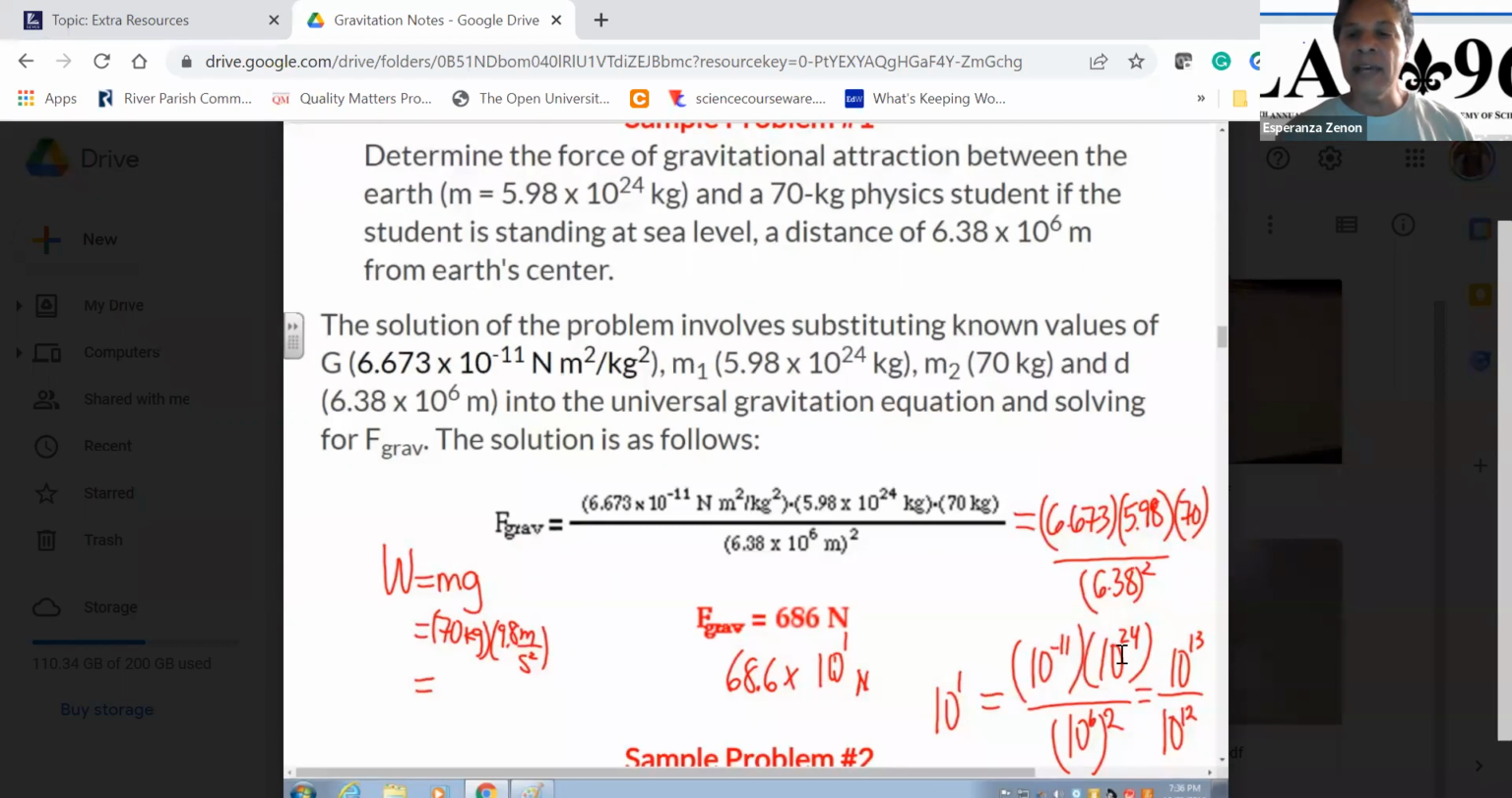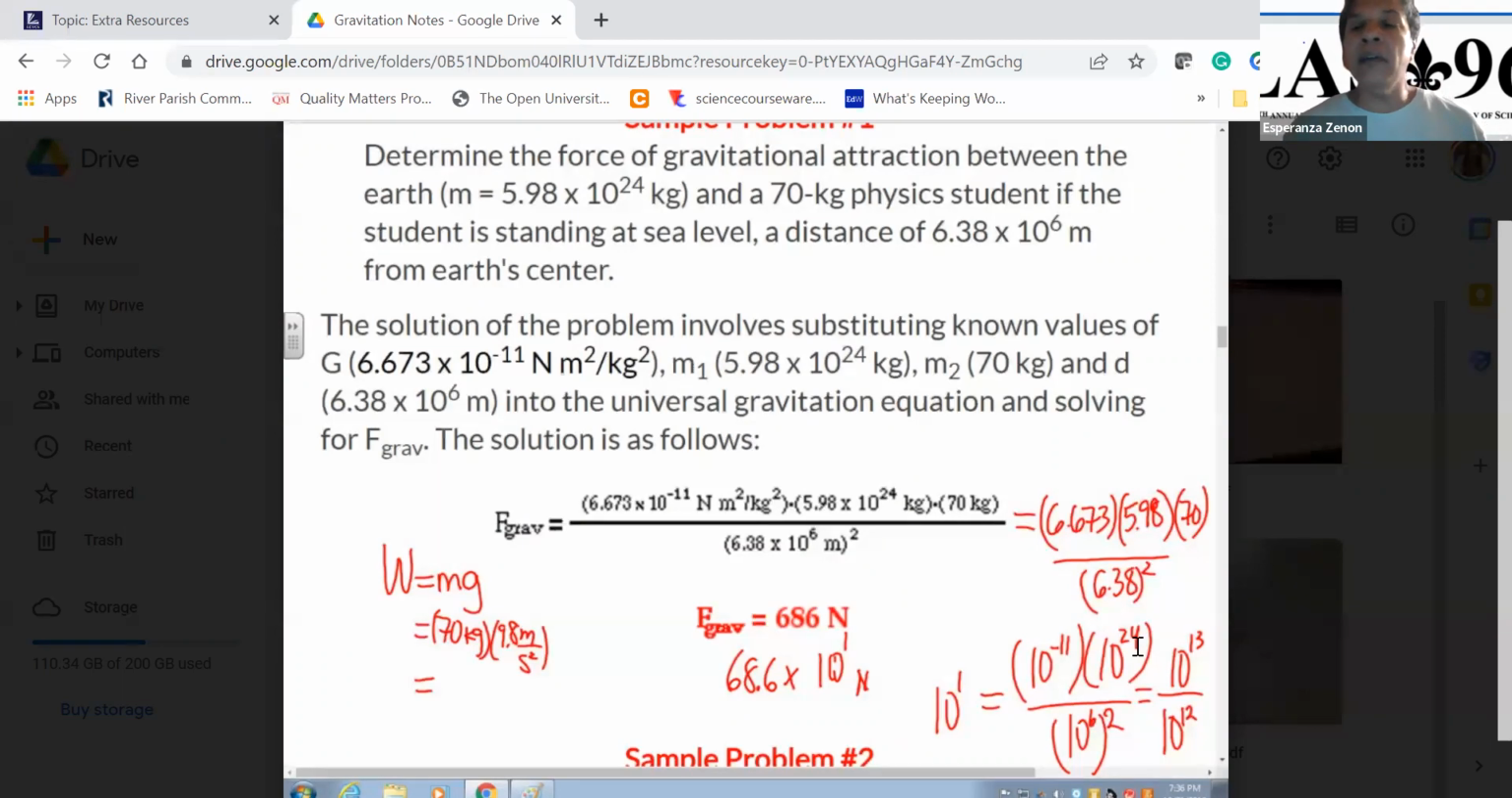10 to the negative 11 times 10 to the positive 24. When you multiply exponents, you add them together. That gives you 10 to the 13. 24 minus 11 is 13. On the bottom, you have 10 to the 6 squared. When you raise an exponent to a power, you multiply. So that becomes 10 to the 12. 6 times 2 is 12.